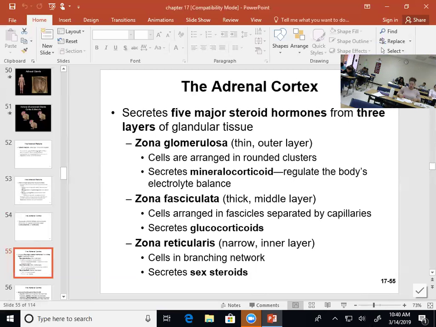Now, where do you usually think of testosterone coming from? The testes. Where do you usually think of estrogen coming from? But look at this. We have another set of glands, the adrenal glands, that give us these sex steroids, estrogen and testosterone. So that tells you that men have estrogen, don't they? Where do they get it from? The adrenal glands. And that women have testosterone. And where do we get it from?